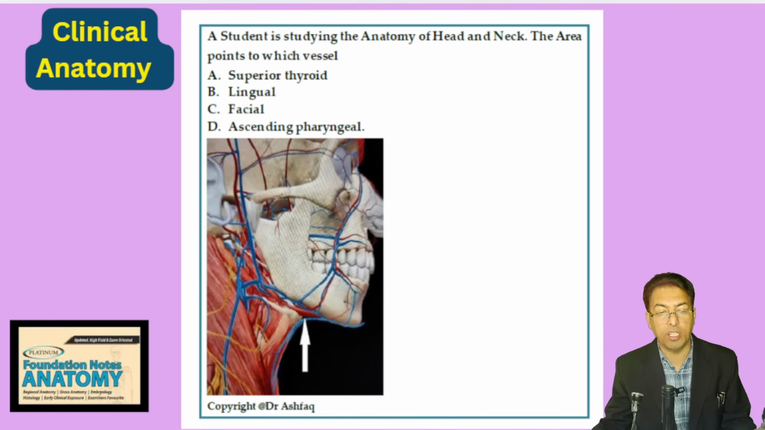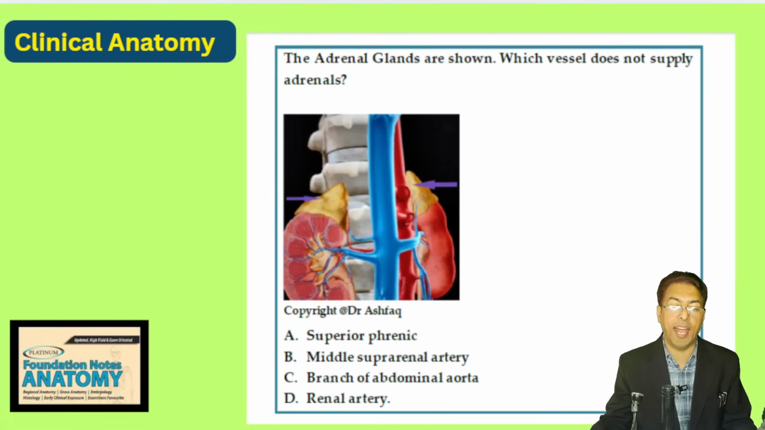So as far as this is concerned, we move to the next question. The adrenal glands are shown. This is the adrenal or the suprarenal, which lies on the top of the kidney. As you can see over here, this is the kidney and this is the adrenal. Which vessel does not supply the adrenals? Superior phrenic, middle suprarenal, branch of abdominal aorta, renal artery.